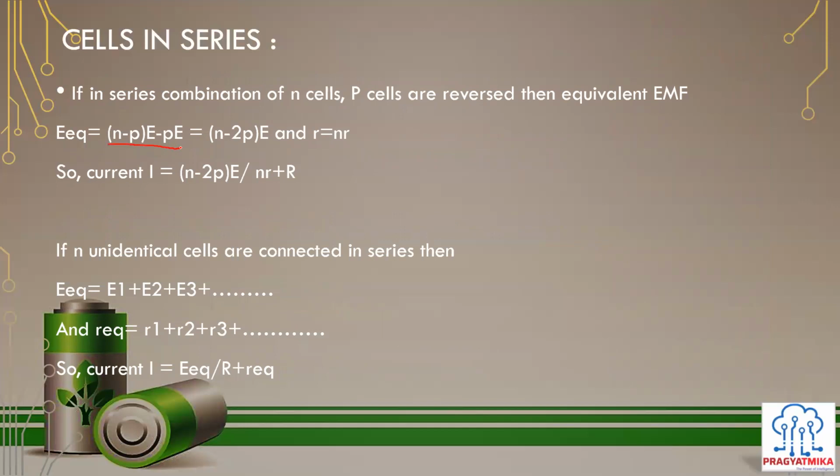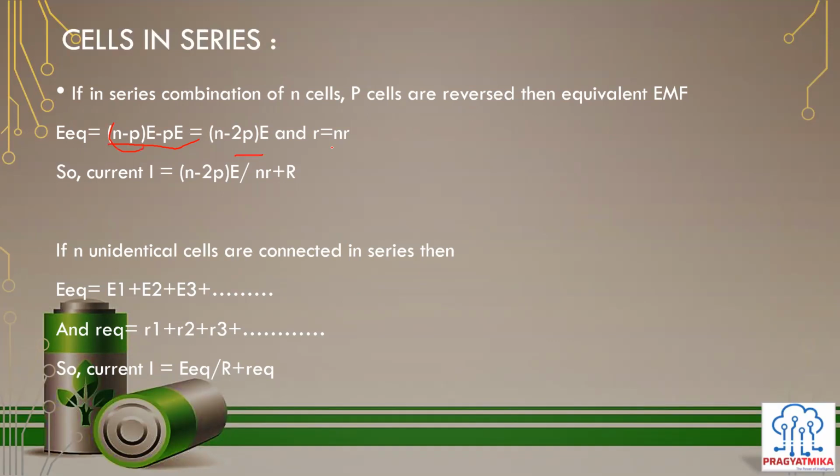And this would be the leading total number of cells, where p number of cells are connected in reverse, so they would be omitted from your total series combination. So that's why it is n minus p into E minus pE. The p number of cells are in reverse, so they have to be subtracted. So n minus p, and n minus 2p into E, that would be the equivalent EMF.